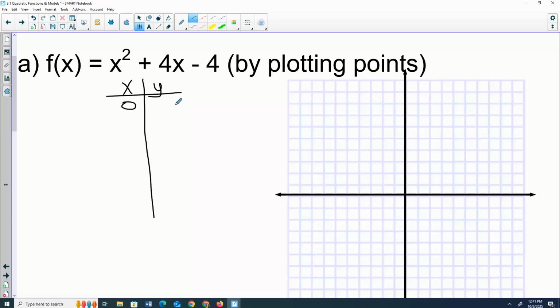So if I put in 0, what do we get out? If I put in 1, what do I get out? If I put in 2, what do we get out? 4 plus 8 minus 4. Okay? What's going to happen if I put in a 3? It's going to get bigger. So what kind of number should I put in? Okay, let's try a negative 1. So we get 1 minus 4 minus 4. So negative 7.